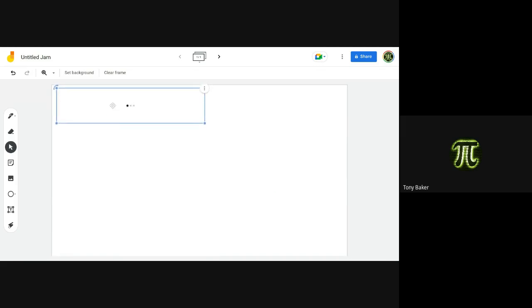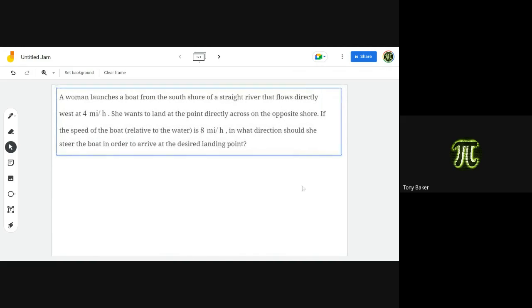Train leaves Denver at 3 o'clock, going 400 miles an hour. Similar. So a woman's launching a boat from the south shore of a straight river that flows directly west at 4 miles per hour. She wants to land at a point directly across on the opposite shore. If the speed of the boat relative to the water is 8 miles per hour, in which direction should she steer the boat in order to arrive at the desired landing point?